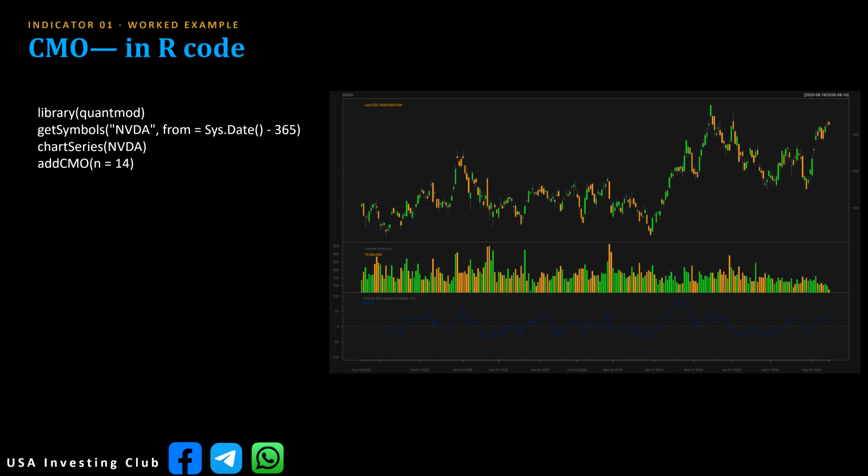What you're looking at on screen is exactly that output on real NVIDIA data. Candlesticks on top, volume underneath, and CMO's raw 14-day reading oscillating in its own panel at the bottom, swinging repeatedly between roughly +50 and -50 as the stock's multi-month advance unfolds. Notice CMO doesn't stay pinned near an extreme even during NVDA's strongest advancing months. It oscillates around a rising bias, precisely the reading the formula is built to produce, rather than sitting glued to +100.